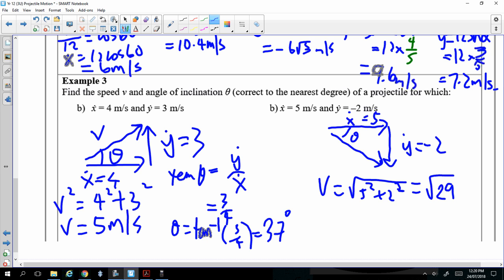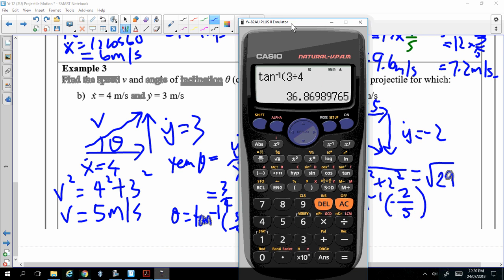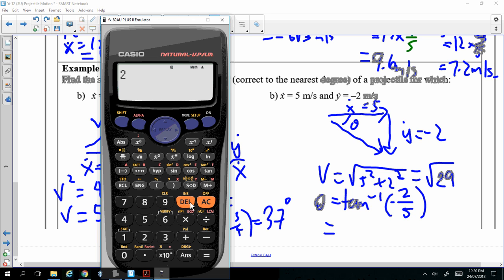Now you can put the negative or positive, it doesn't matter. You just go 2 over 5, or you can put a negative, but you get the same angle, except you get a negative angle if you put a negative. So if I put shift tan 2 over 5, but if you put a negative, it just gives you a negative angle. The negative angle means that it's below the horizontal, so you get negative 21.8 degrees.